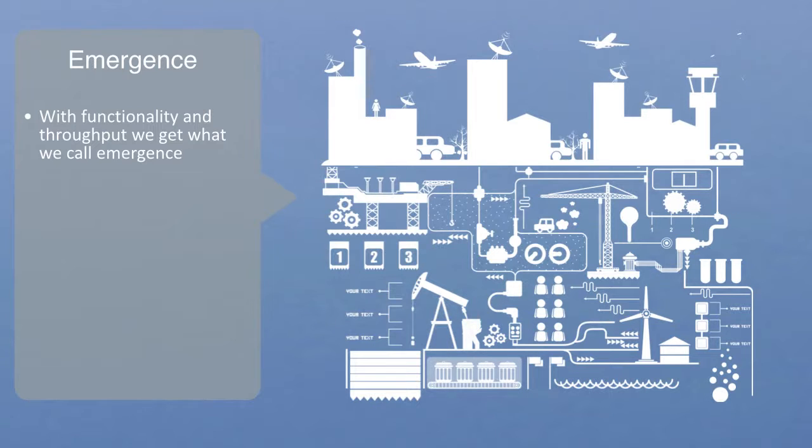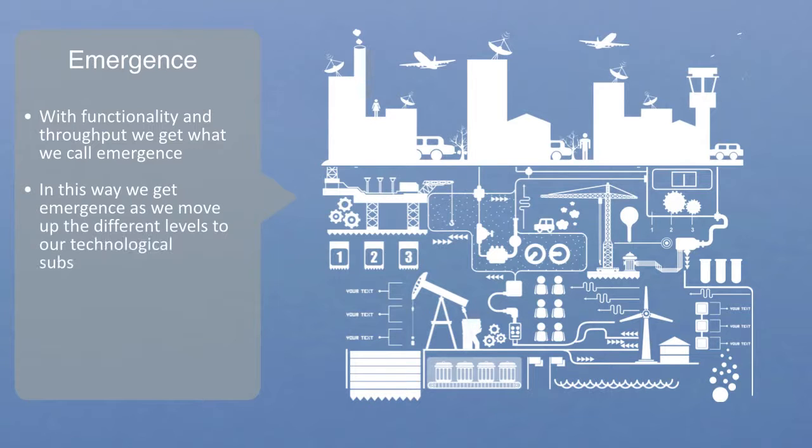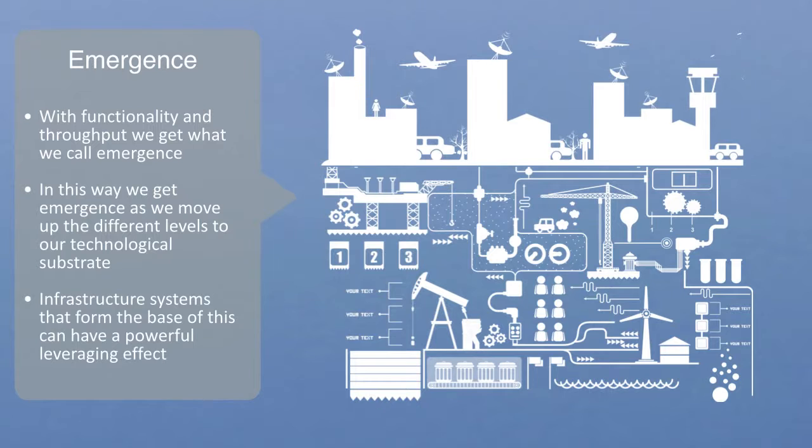Infrastructure systems are good examples of this. Unlike consumer goods, the throughput of infrastructure systems like transportation and electrical power networks enables other technologies to function more efficiently. In this way, we get emergence as we move up the different levels of our technological substrate, and thus the infrastructure systems that form the base of this can have a powerful leveraging effect, where when you invest $1 in infrastructure, you can get $3 worth of overall economic value back.